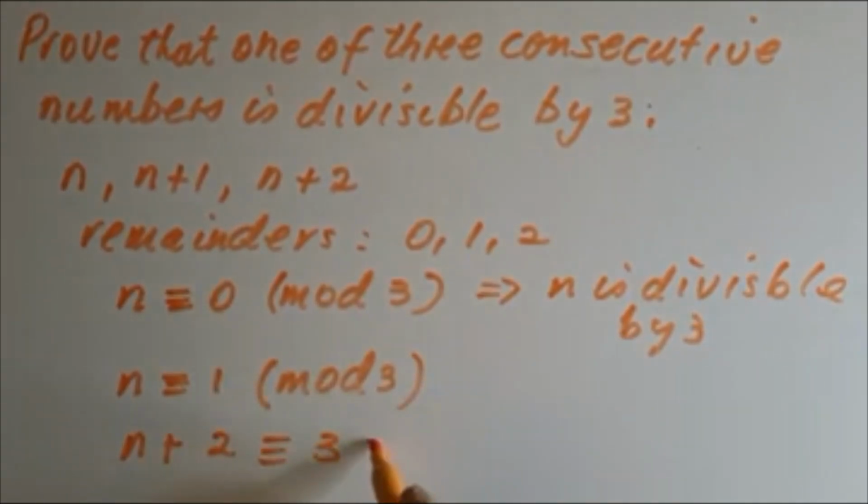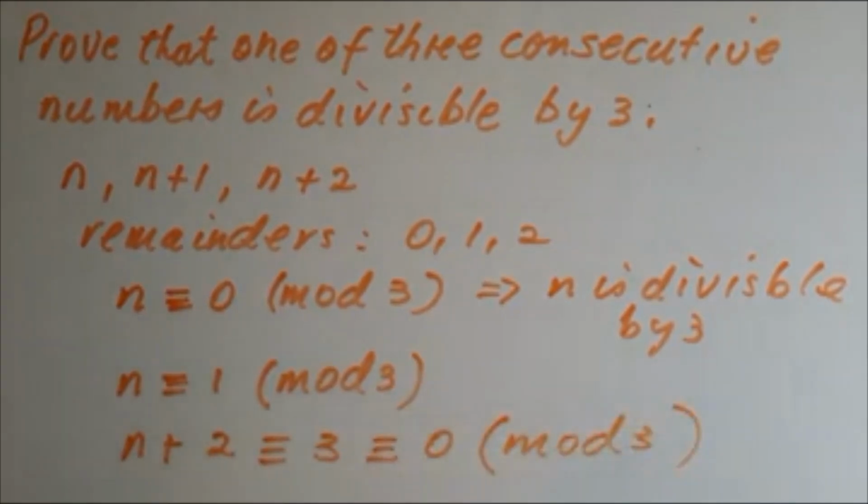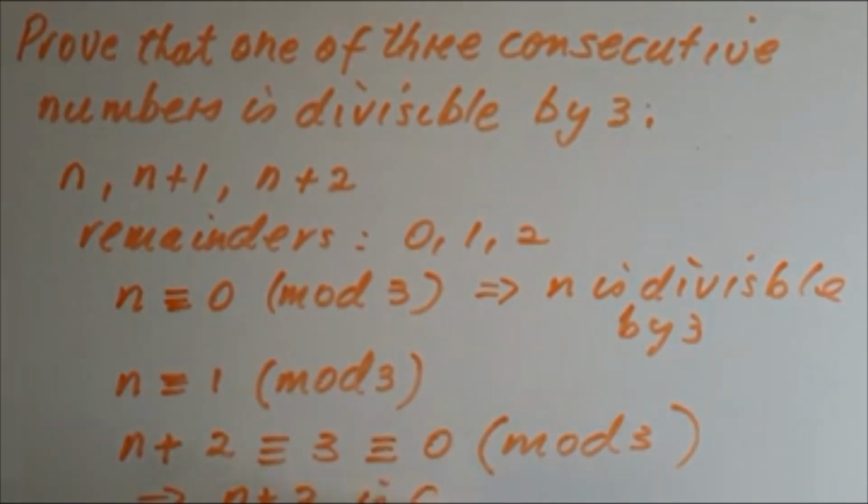Now we're looking at 3 is congruent to 0 mod 3. Now this is indicating that 3 minus 0 is divisible by 3, which is true, so there's no remainder, indicating that n add 2 is divisible by 3. So we have conclusion that this implies that n add 2, which is what we started with here on the left, is divisible by 3.